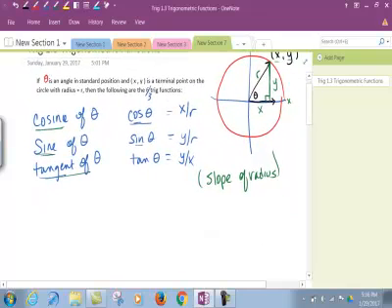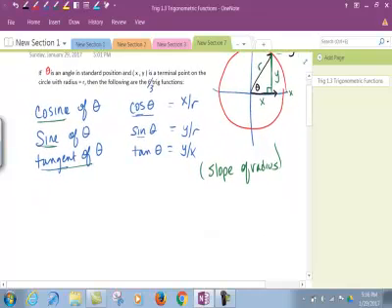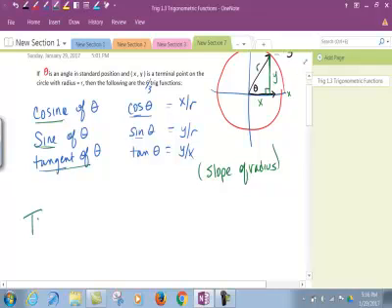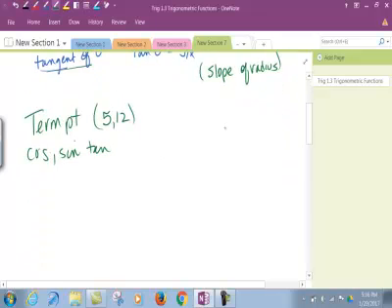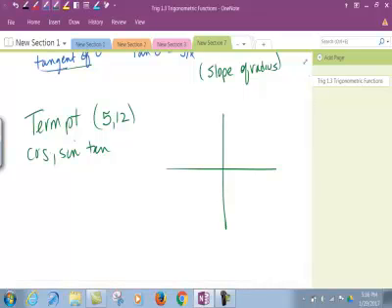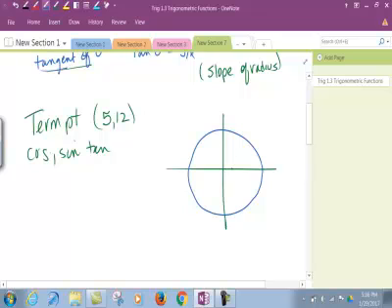Okay, so there's our setup, and you're going to have a problem that looks like this. I'll tell you the terminal point, and I'll say terminal point is (5, 12), and I want you to find the sine, the cosine, and the tangent of the angle formed when you have a terminal point at (5, 12). So here's what you do. You start out by drawing the axes. You insert a circle, right? You approximate (5, 12), and you'll notice this is not a unit circle.